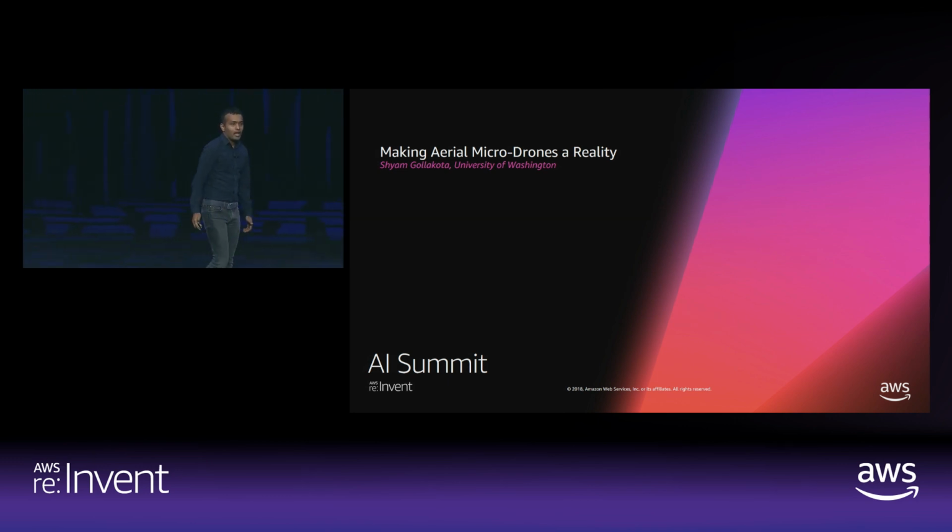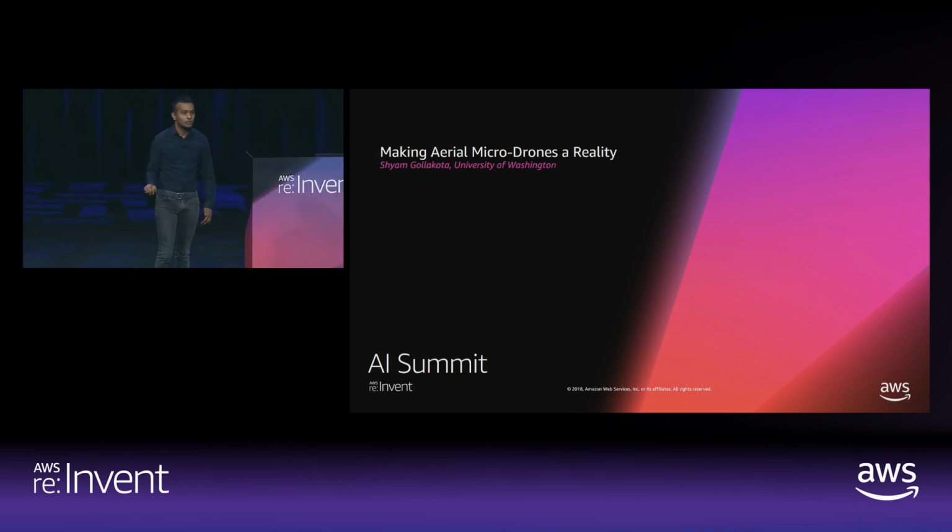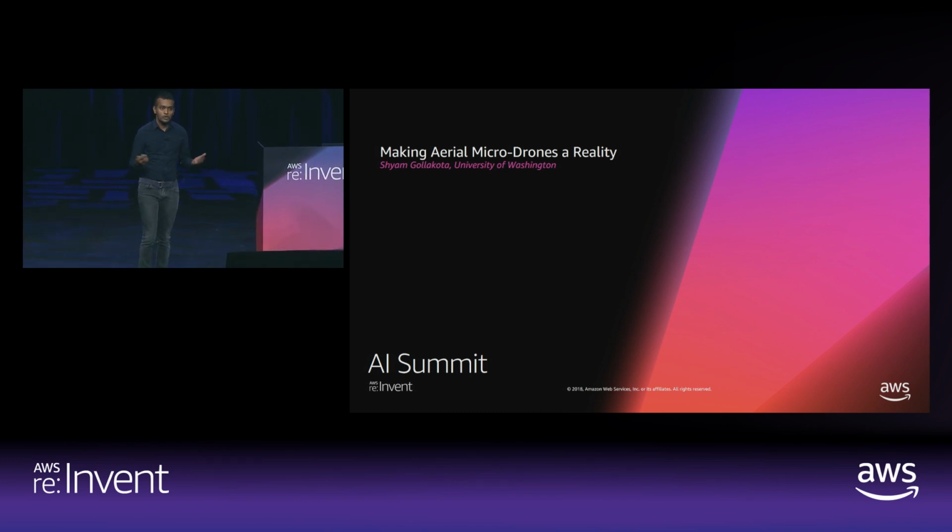All right. I'm a computer engineer at the Paul Allen School of Computer Science and Engineering at the University of Washington. Two years back, I got interested in drones and insects. And what I'm going to do today in this talk is tell you about the progress we have made in making aerial micro-drones a reality.